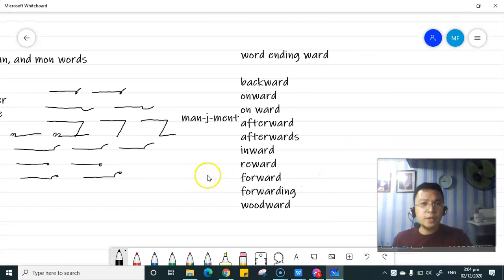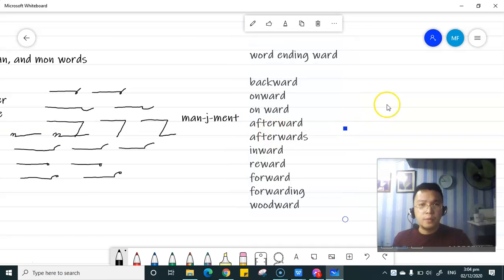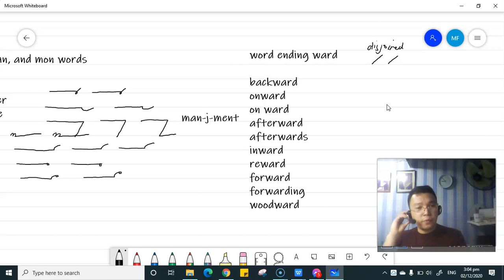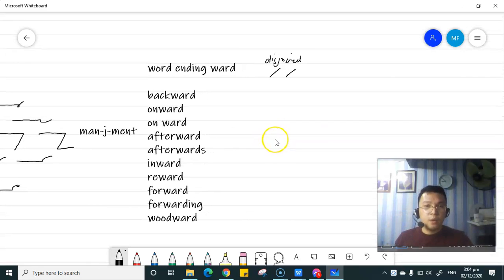Okay, let's proceed with the word ending word. Word ending word is represented by a disjoined the symbol. Okay, this is a disjoined. So again, be careful in writing the word ending word. It should be nearer to the root word, okay? So that it will not be represented with another outline.